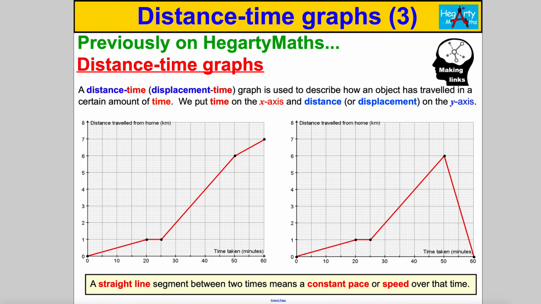And what we did previously on distance time graphs is we talked about how they look, we've read them, we've drawn them, and we did say that when there's a straight line on these, it means we've got a constant speed in that period of time. So let's develop this idea further and link the gradient of a distance time graph to speed.